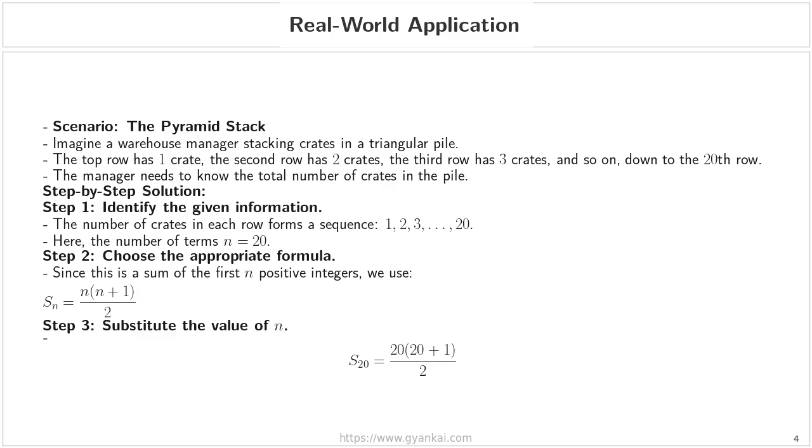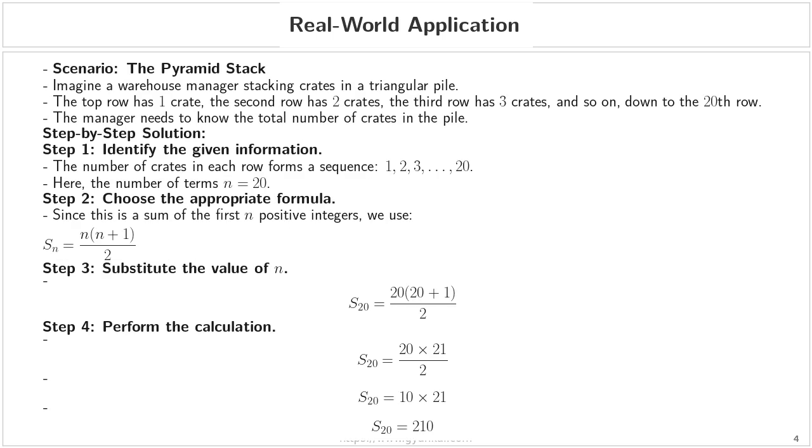Third, let's substitute our value into the formula. Since our n is 20, the equation becomes S sub 20 equals 20, multiplied by the quantity 20 plus 1, all divided by 2. Fourth, let's perform the calculation. Inside the parentheses, 20 plus 1 gives us 21, so we have 20 times 21, all divided by 2. To make this easier, we can divide 20 by 2 first, which gives us 10. Now, we just multiply 10 by 21.